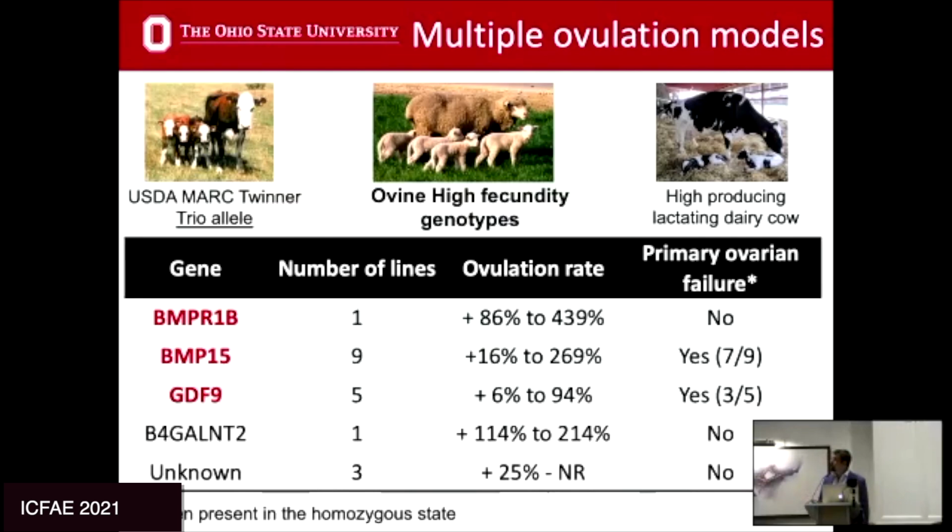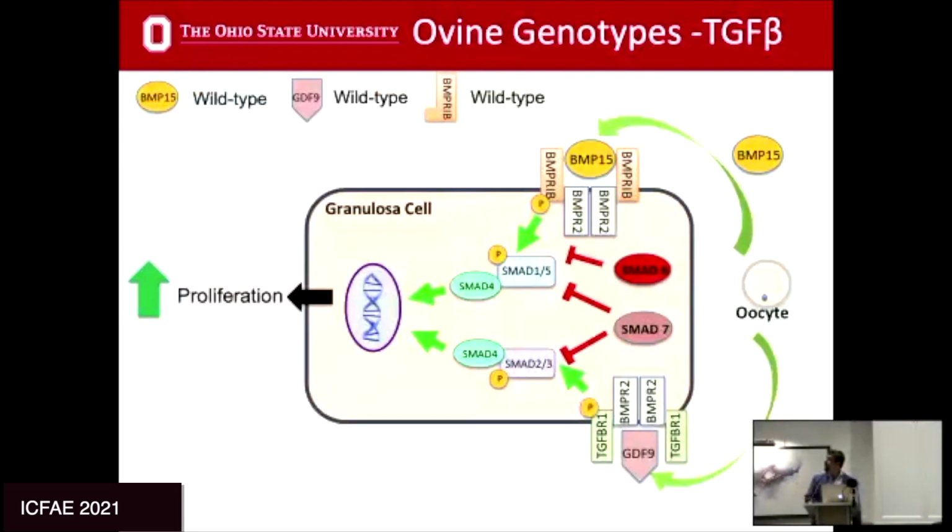However, in certain lines, when these mutations are present in the homozygous state, they lead to primary ovarian failure, which is basically the cessation of folliculogenesis at the primary or secondary stage. So we have learned quite a bit from these mutations in sheep. One of the issues that we have is that it's very difficult to do dynamic studies on the ovary by ultrasonography in sheep for a variety of reasons that I'm not going to get into right now.